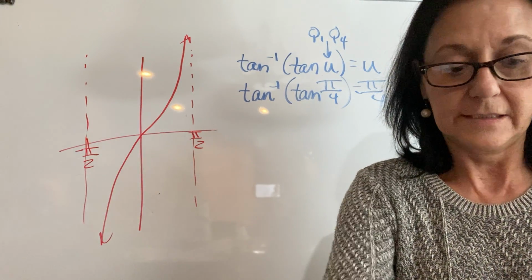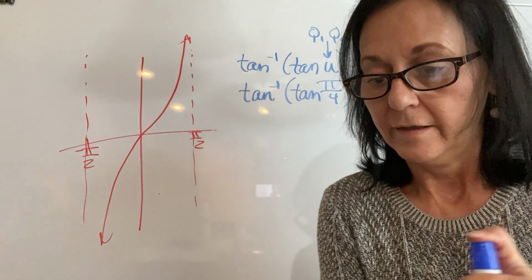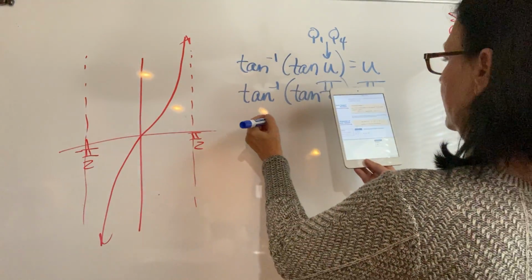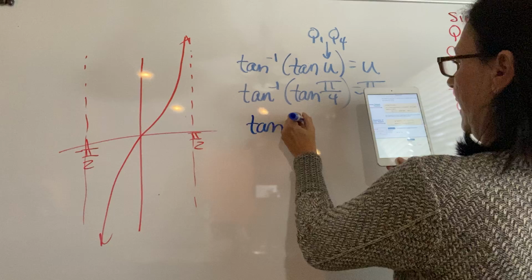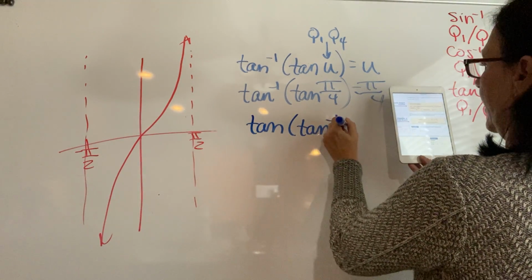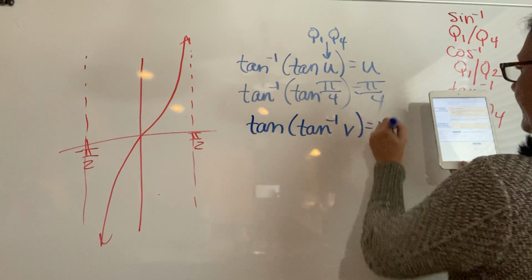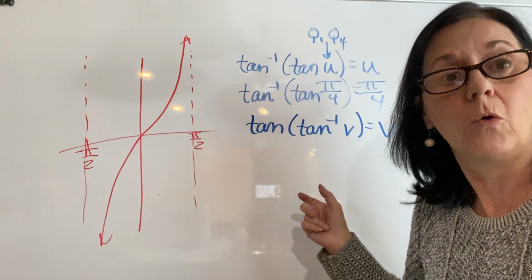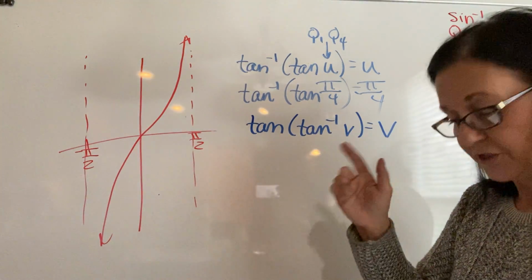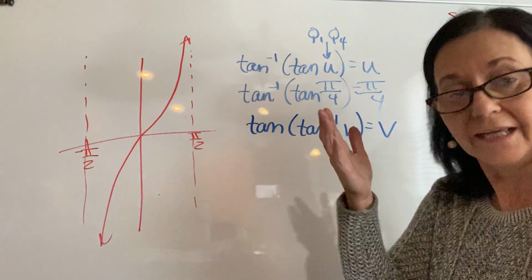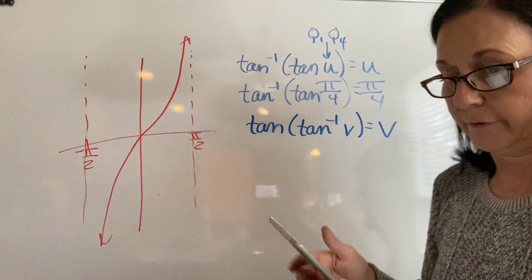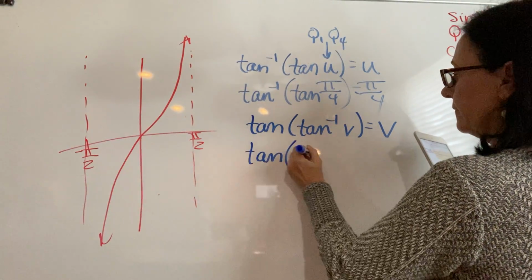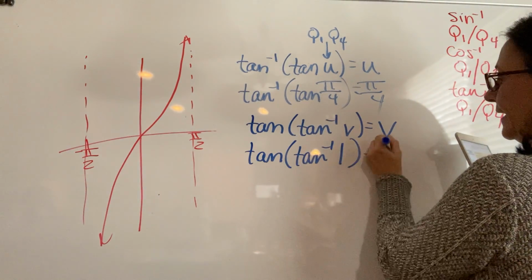Look at the next property. It says the tan of the inverse tan of any ratio is going to equal that ratio. Now with the sine, that ratio had to be between negative 1 and 1. That is not so with the tangent. It can be any number, any real number. It can't obviously be an imaginary number. So if I had the tan of the inverse tan of 1, it would equal 1.